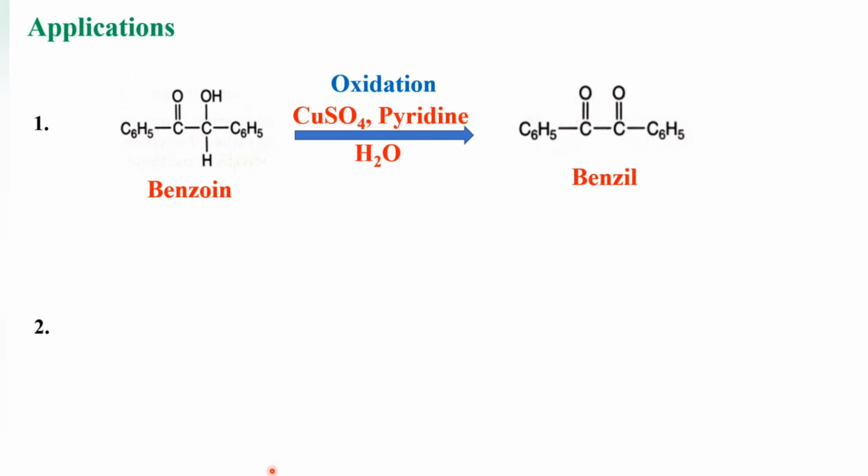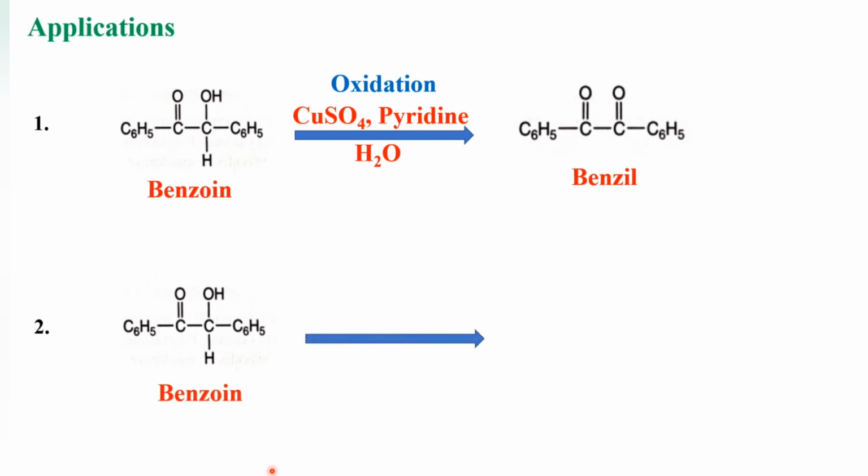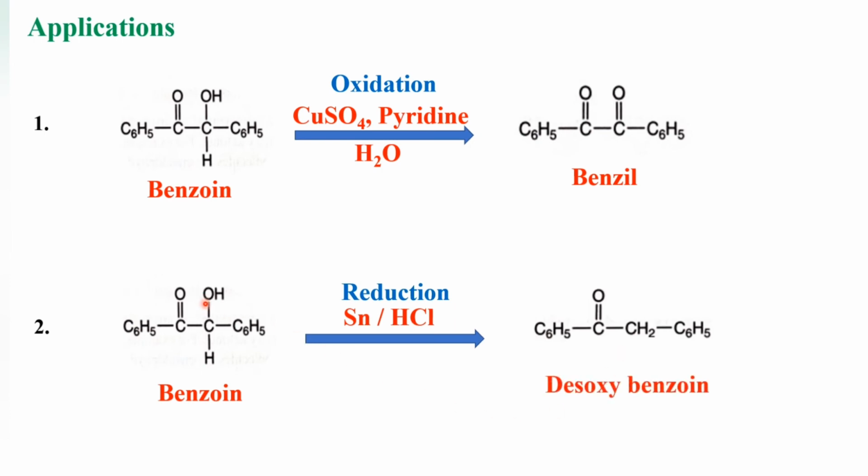Now the second one: benzoin undergoes reduction in the presence of tin and HCl. So what is the reagent used here? That is tin and HCl. On reduction, here we have oxygen. What is reduction? Addition of hydrogen or removal of oxygen. So this oxygen is removed, and that's why we are getting CH2 in that place. CHOH is converted to CH2 by the removal of this oxygen, and that is called desoxybenzoin, because only one oxygen is removed.